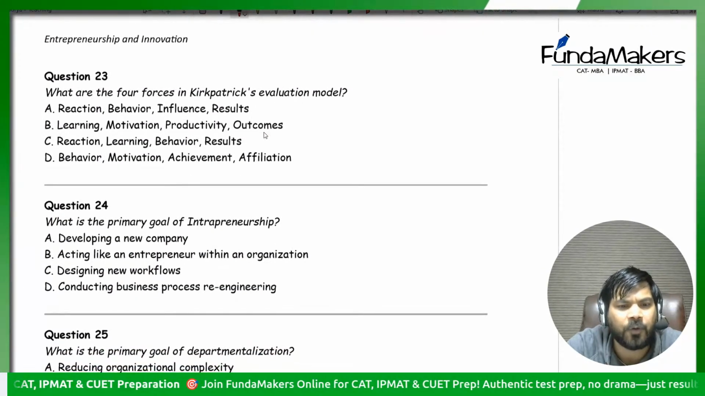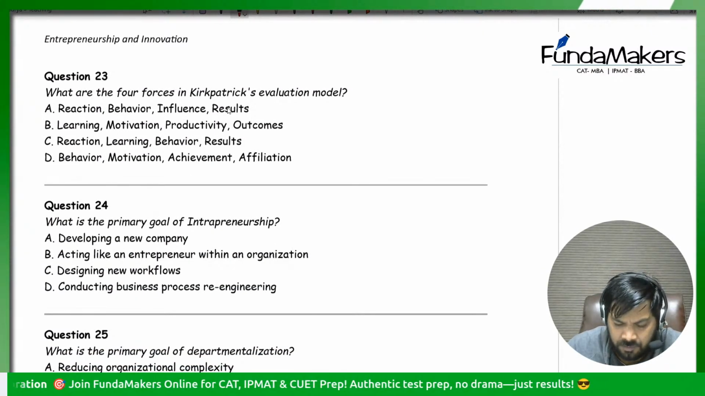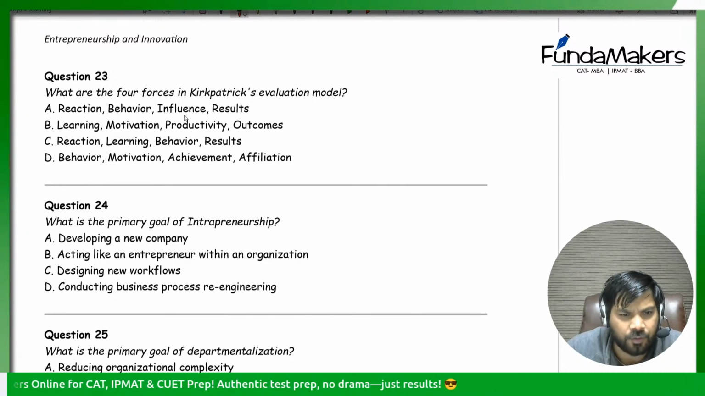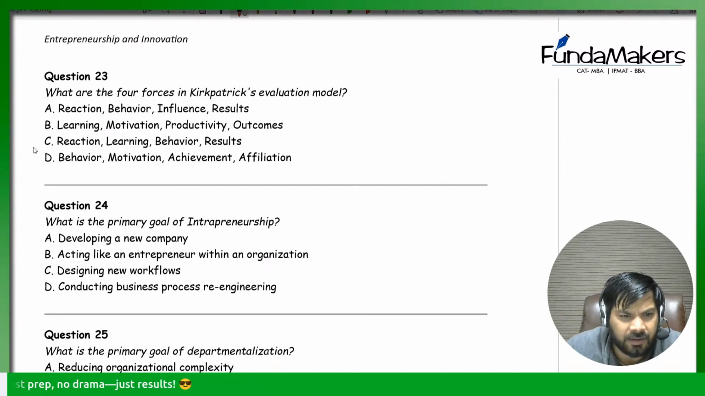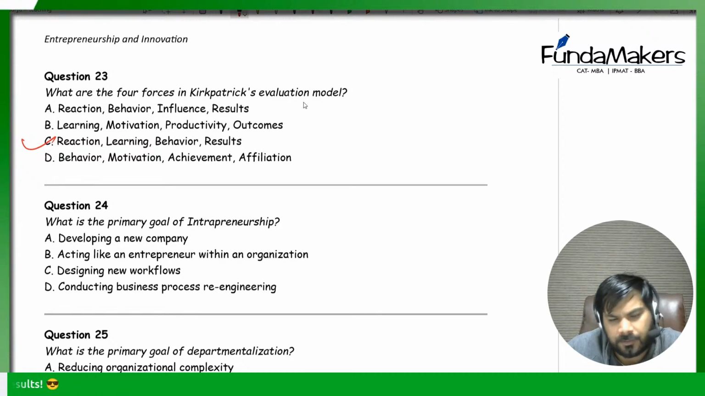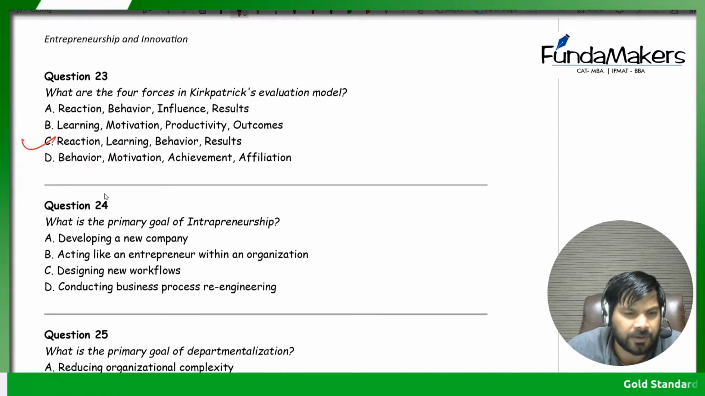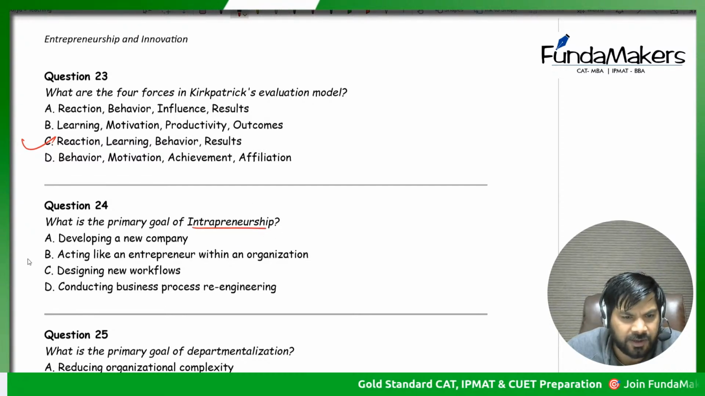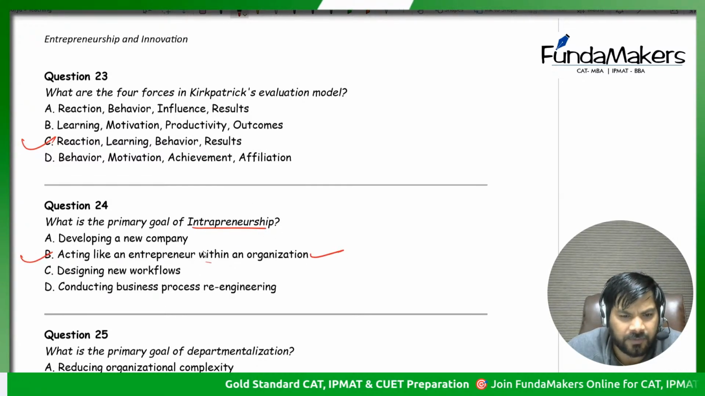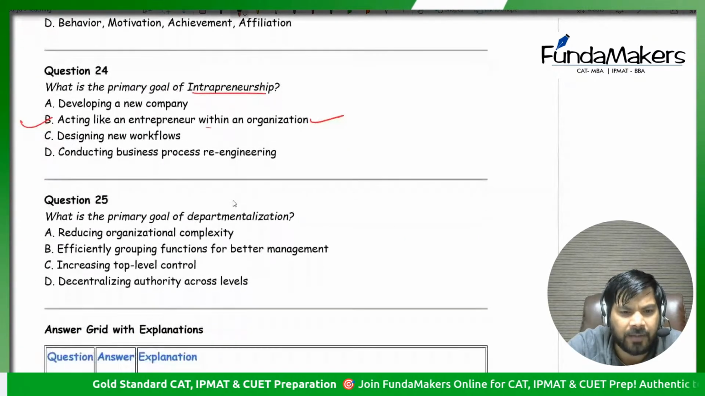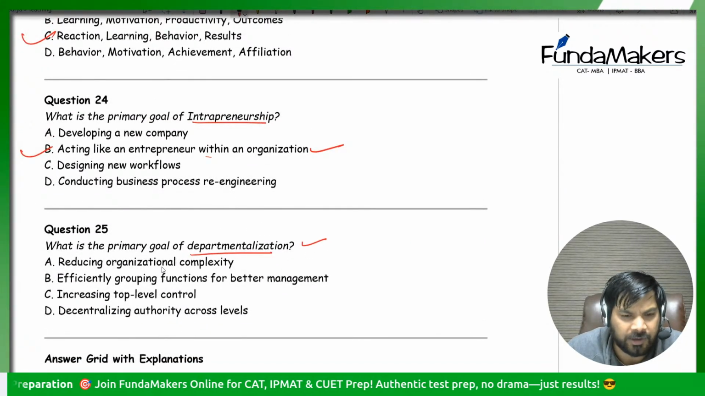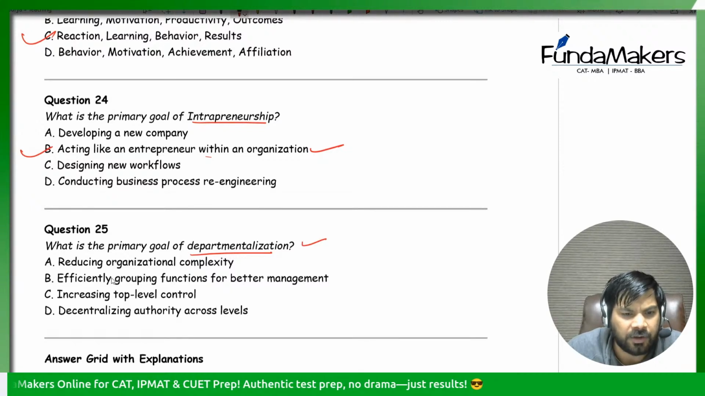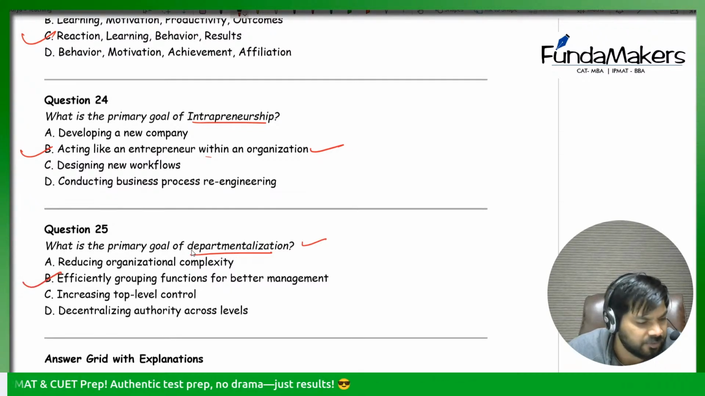Next. What are the four forces in Kirkpatrick's evaluation model? I just told you guys, right? Reaction, learning, behavior, and results. We just talked about it in maybe some other question. What is the primary goal of entrepreneurship? This is also something we discussed, right? Acting like an entrepreneur within an organization. What is the primary goal of departmentalization? This we talked about too, right? Grouping functions efficiently. I think the correct answer should be B.